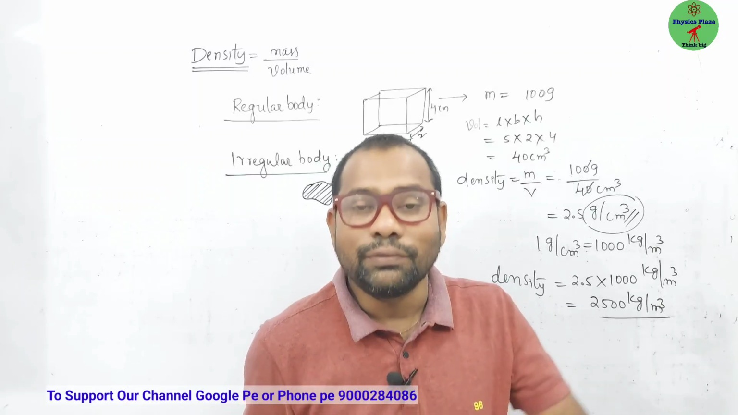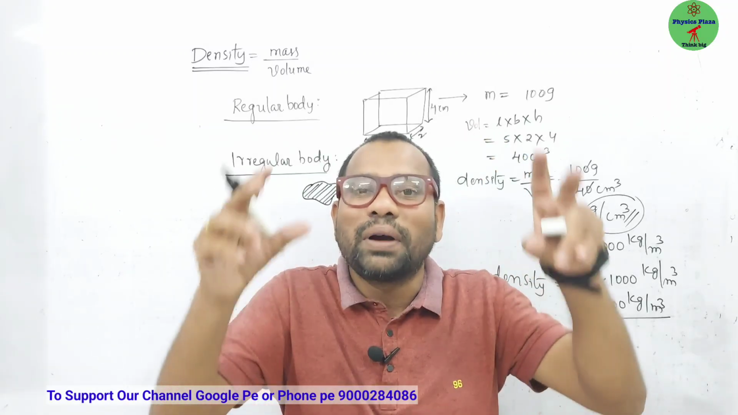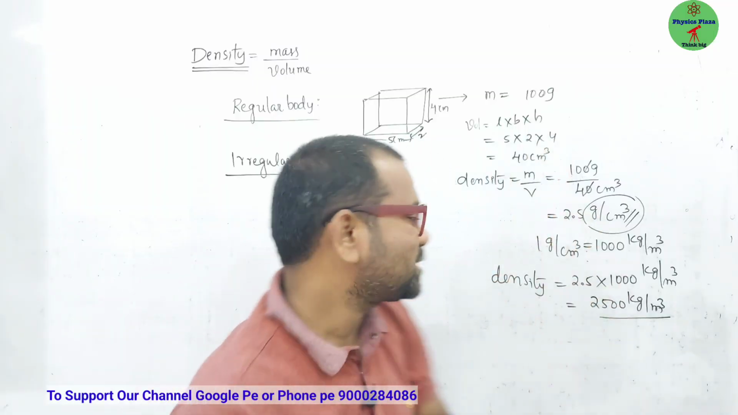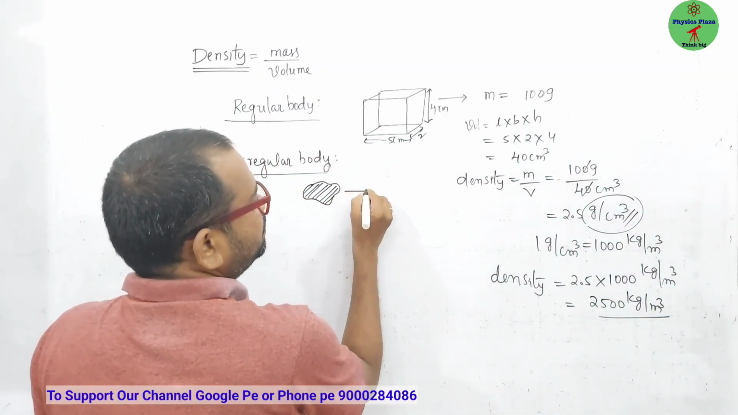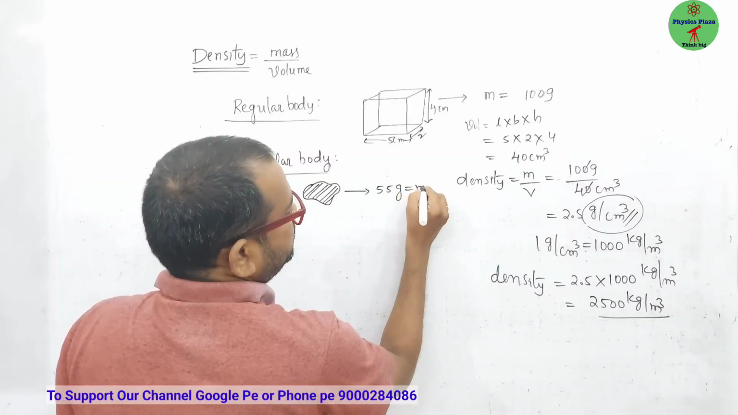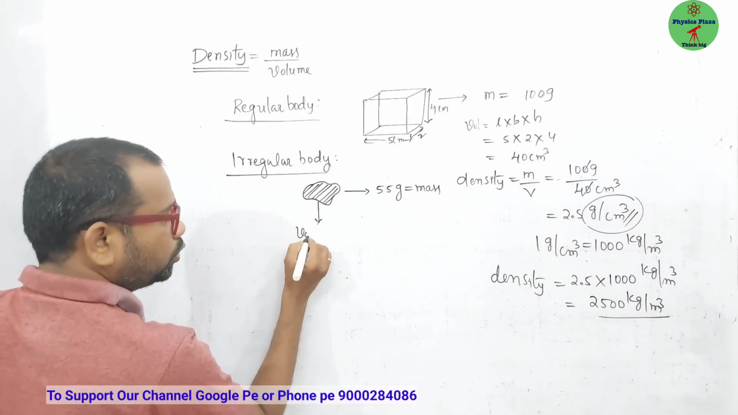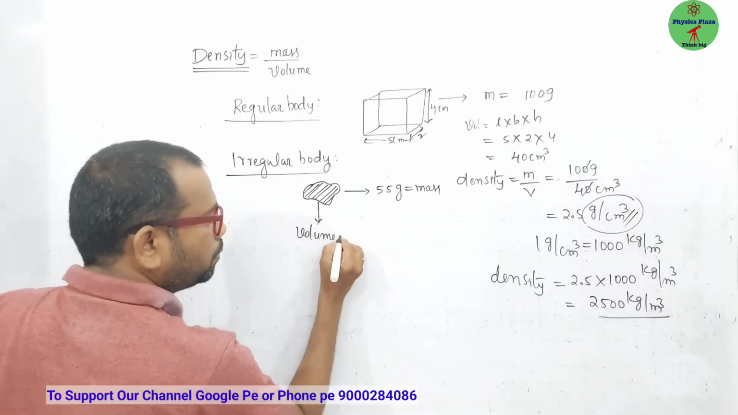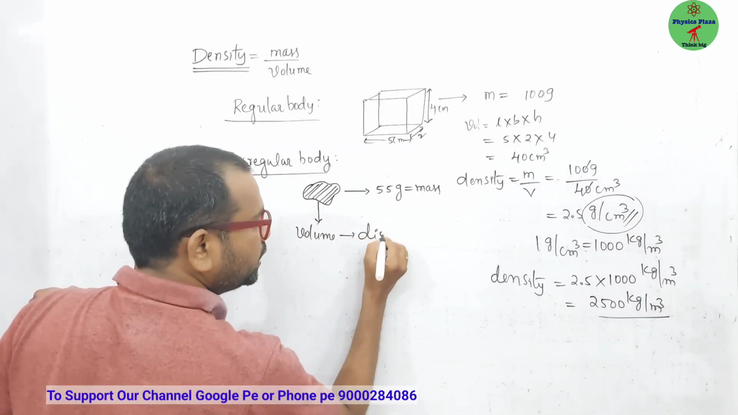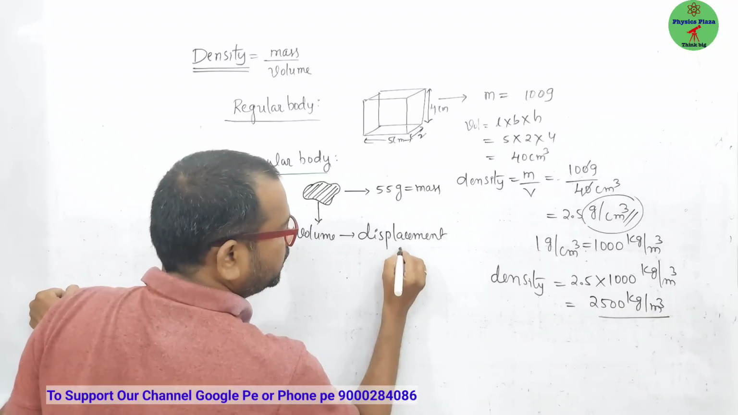First, we should measure the mass. How to measure the mass of the stone, children? By using the electronic balance. Let us say its mass we got is some 55 gram. This is the mass. And how to find out its volume? By using the displacement method.